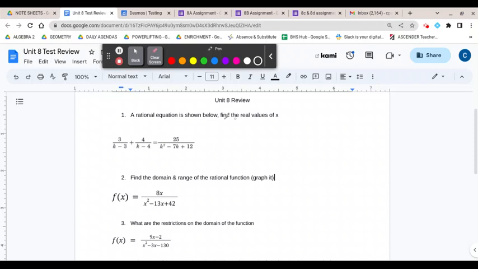Number one, rational equations shown below. Find the real values of x. With that, we have to multiply by the least common denominator. So we have a k minus 3 in the denominator, k minus 4, and then we have k squared minus 7k plus 12. What we need to do is factor this thing right here.